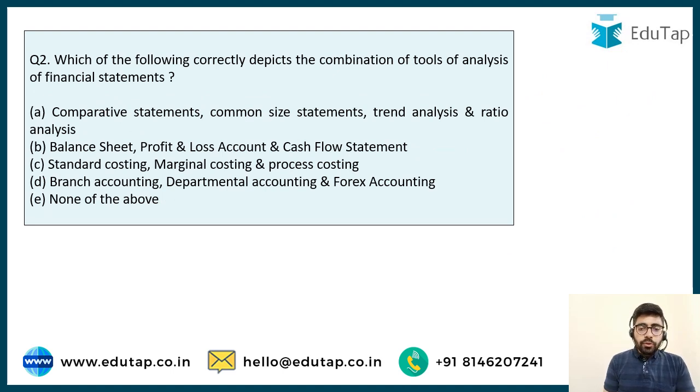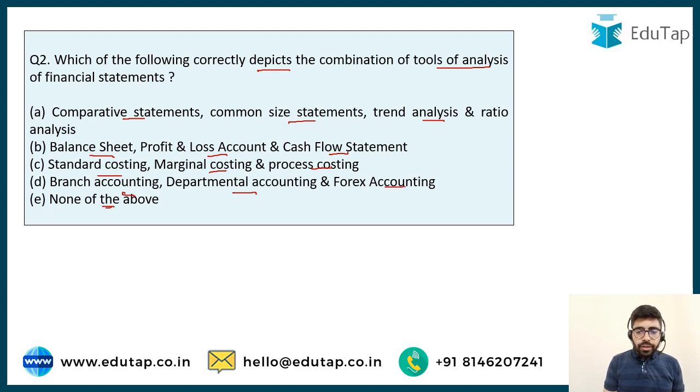Let's move to the next question. Which of the following correctly depicts the combination of tools of analysis of the financial statements? Comparative statements, common size statements, trend analysis and ratio analysis; balance sheet, profit and loss account and cash flow statement; standard costing, marginal costing and process costing; branch accounting, departmental accounting and forex accounting; or none of the above.